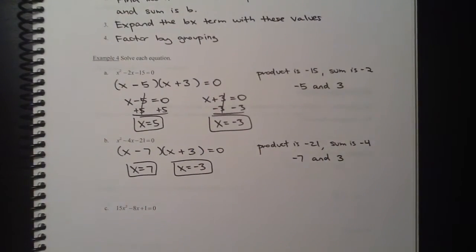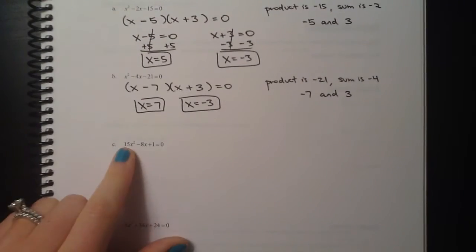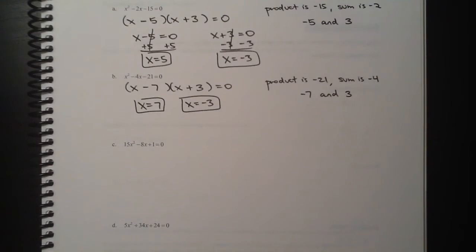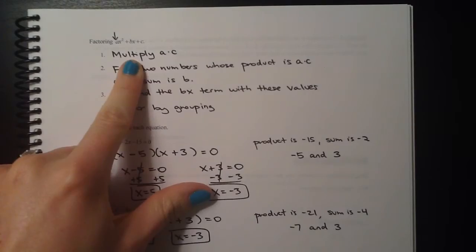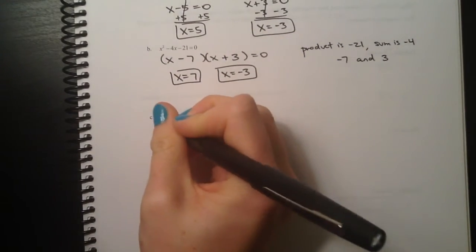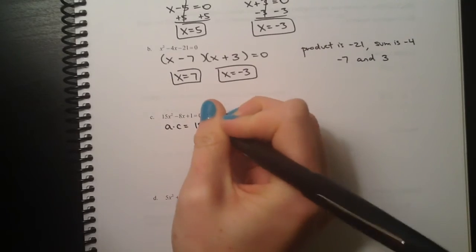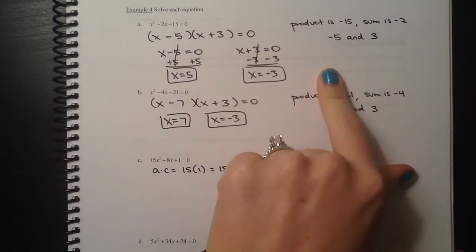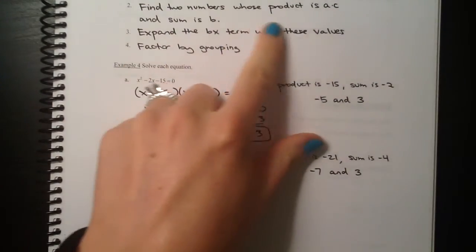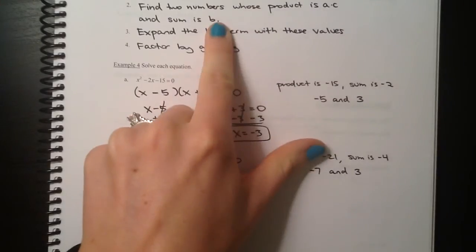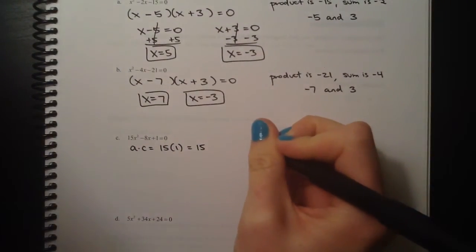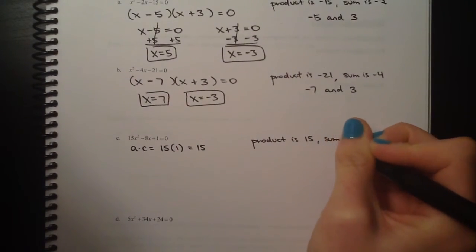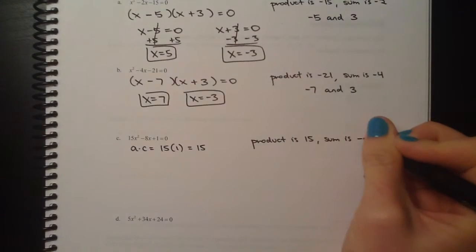Okay, so now let's move into these examples where we've got a number out front. First of all, always look to see if there's a GCF. Unfortunately, here there's nothing that 15, negative 8, and 1 have in common. So let's run through our steps. Step 1, multiply A times C. A times C is 15 times 1, which of course is just 15. Then we go back to doing the same thing, or really similar to right here. We find two numbers whose product is A times C, and sum is B. So we're looking for numbers whose product is 15 and whose sum is negative 8.